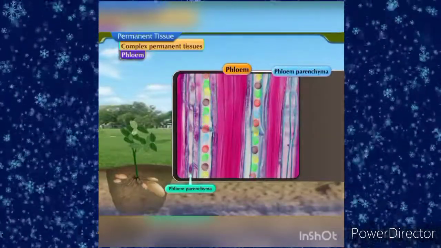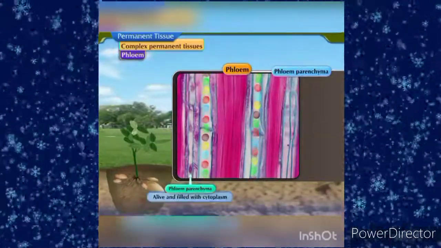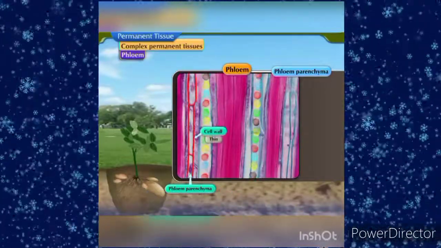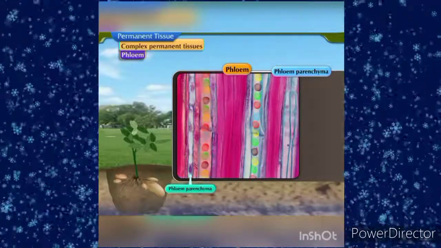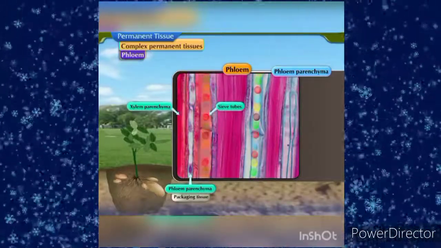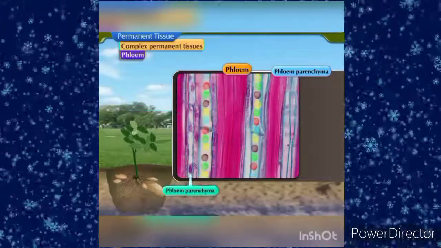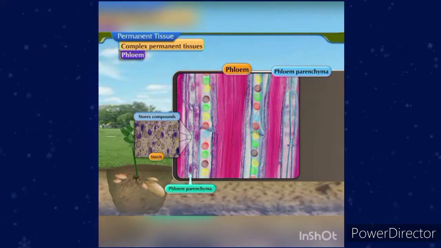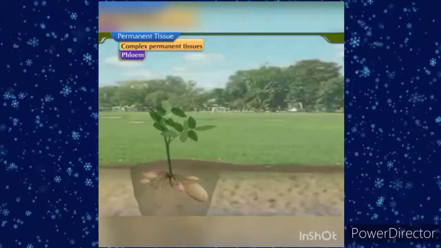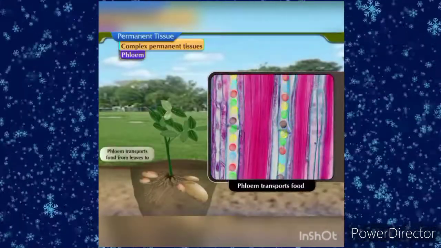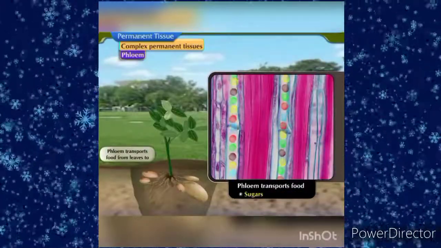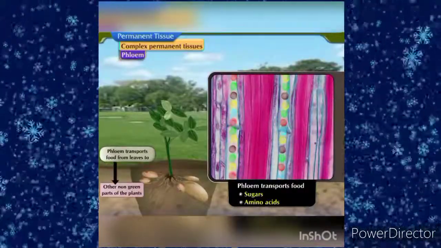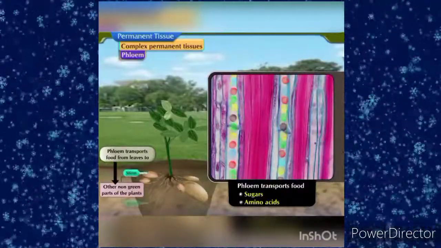Phloem parenchyma. These cells are alive and filled with cytoplasm. The cell walls are thin. These cells form the packing tissue between all the other types of cells. Phloem parenchyma stores compounds such as starch. Phloem transports food, that is sugars and amino acids, from leaves to other non-green parts of the plants, such as growing stems and roots.